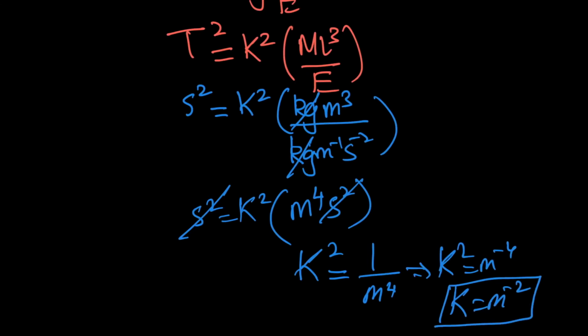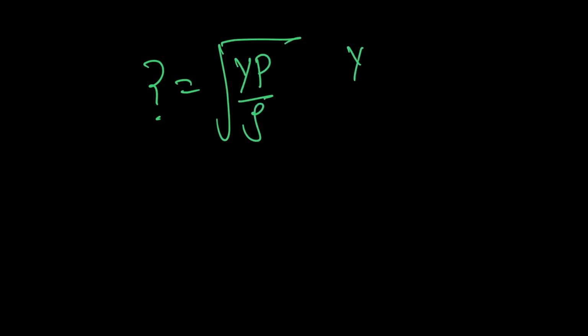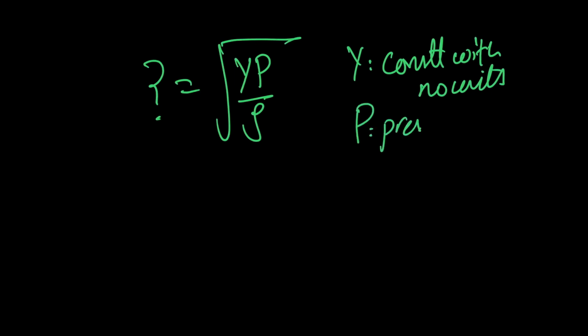Now, as I promised, let's do another question in which a constant does not have any units. For example, I give you a question like this one. Question mark is equal to square root of gamma p over rho. Now, gamma is a constant with no units. Question में लिखा हुआ है. Alright. P stands for pressure and rho stands for density.